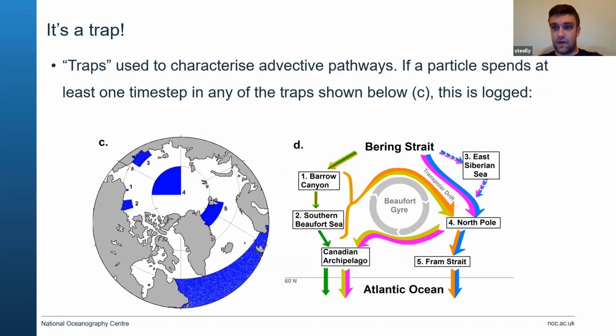So we use a set of what we call traps. You can see these blue regions in the figure on the left. And the idea being, if any trajectory spends a time step in any of these traps, that's logged and added to the trajectory history, and we can separate, based on which traps a particle has or hasn't been through, what pathway it took to get to the Atlantic Ocean, and we've color coded them, as you can see in this kind of cartoony schematic on the right.